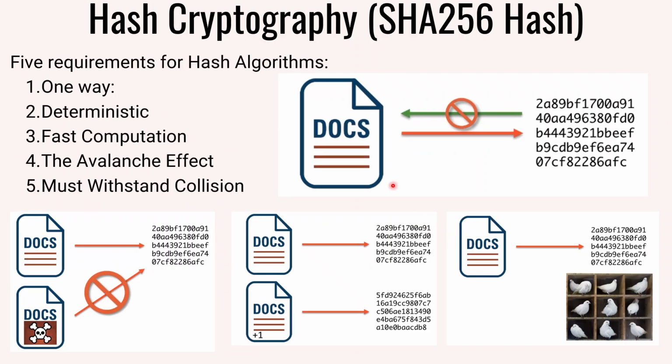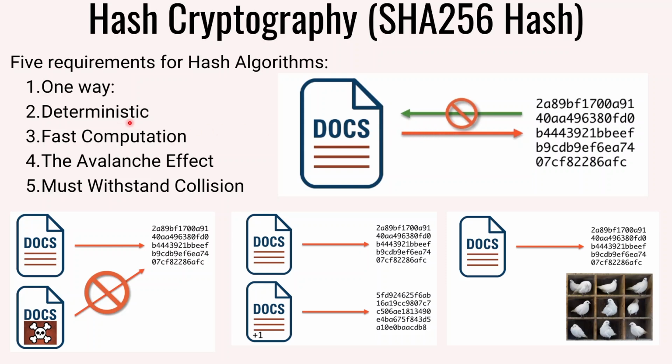Now let's move forward and see the 5 requirements for a hash algorithm. Number one is one-way, which means, as I said earlier, a doc can generate a hash using the hash function, but the hash cannot generate the doc. Put simply, you can easily get the output from an input, but from the output you can never get the input.